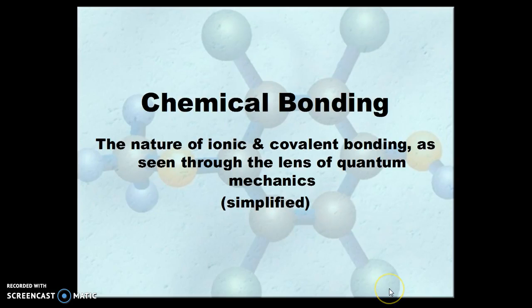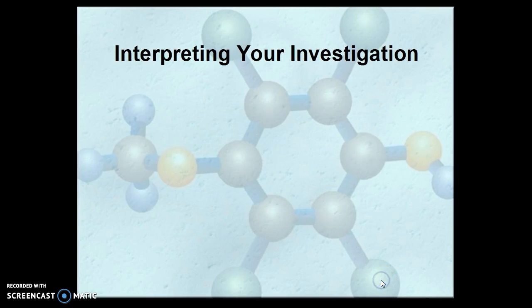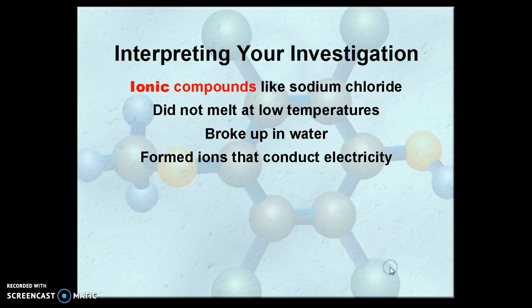Let's look at the nature of ionic and covalent bonding as seen through the lens of quantum mechanics. Now, let's interpret the investigation that you did when you melted and dissolved a number of compounds, or tried to melt and dissolve chemical compounds.